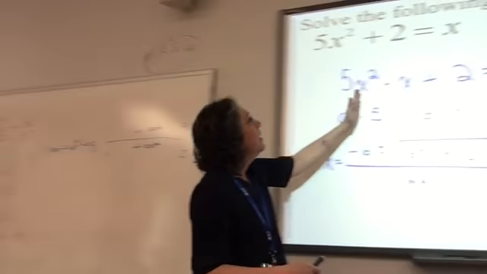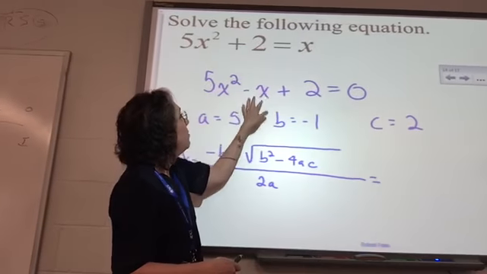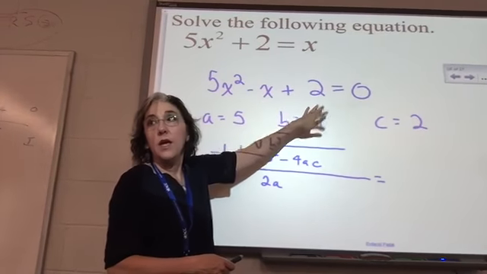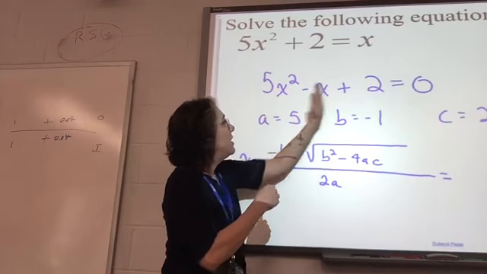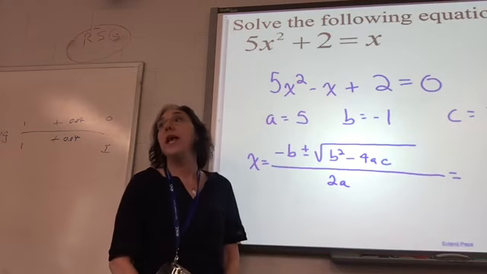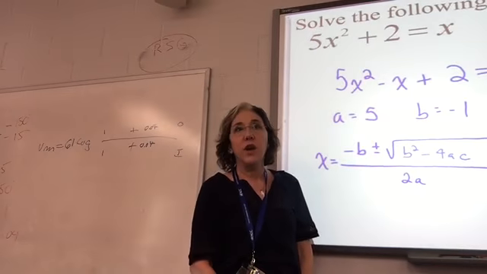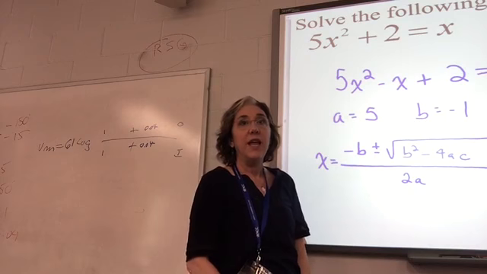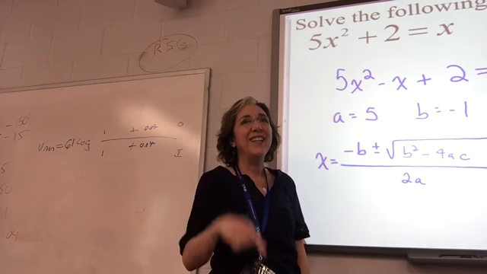Because you mean why did I not write plus 2 minus x? Because you want your descending order so you get your A, your B, and your C correct. Yes, the B is with the X. That's correct. Yeah, my fault.